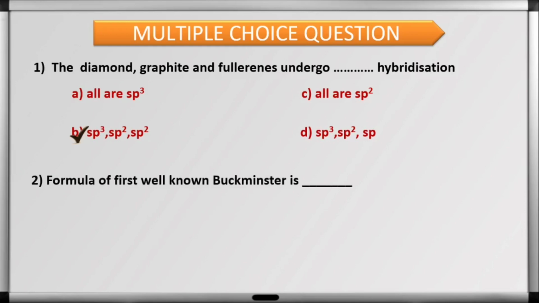Next one, formula of first well known Buckminster fullerene is आपल्याला माहितीच आहे, option A C40, B C50, option number C, C60, option number D, C70. So option number C, C60 is the correct one.